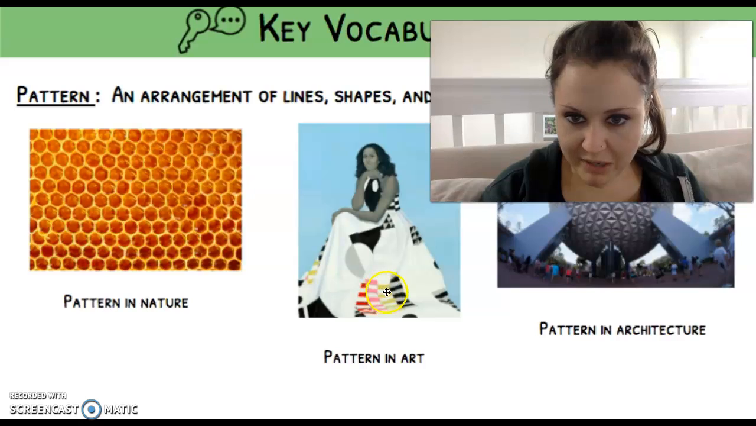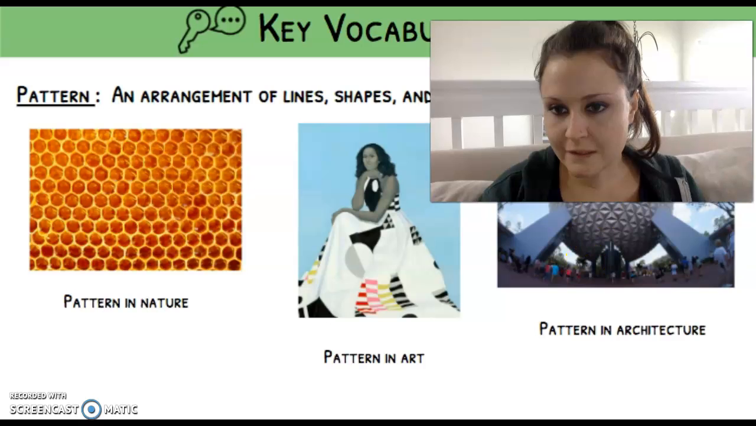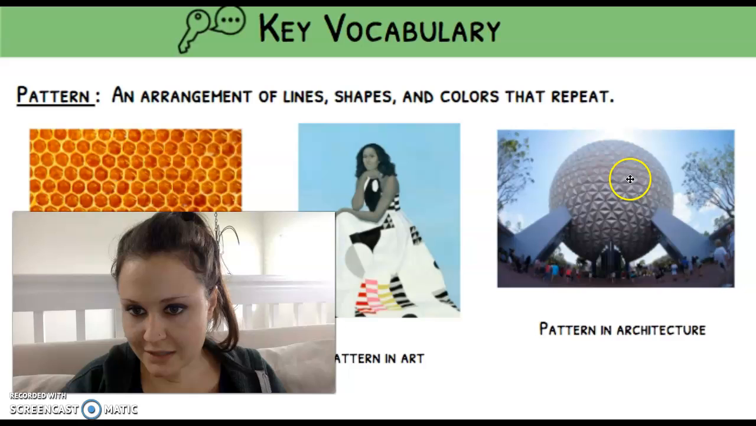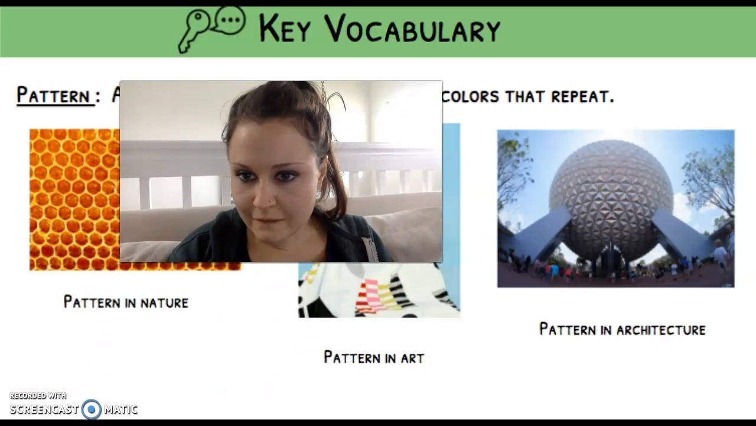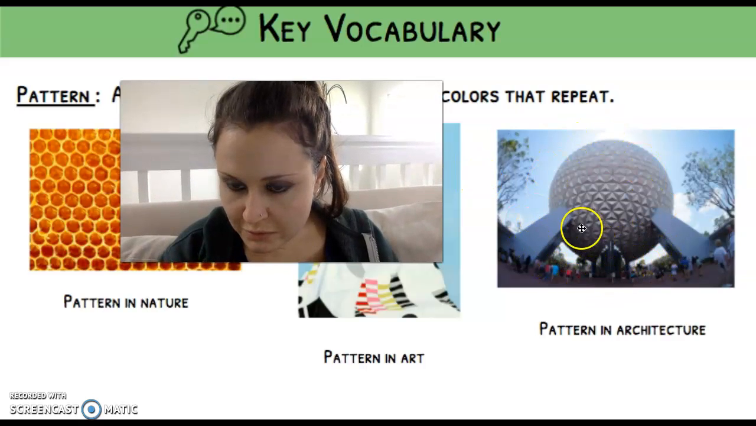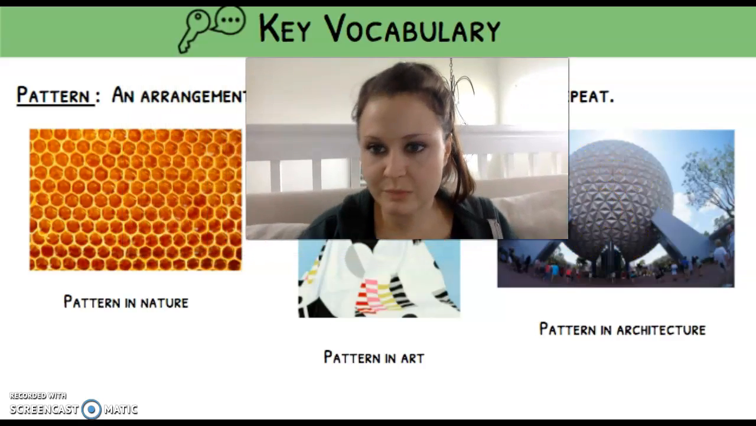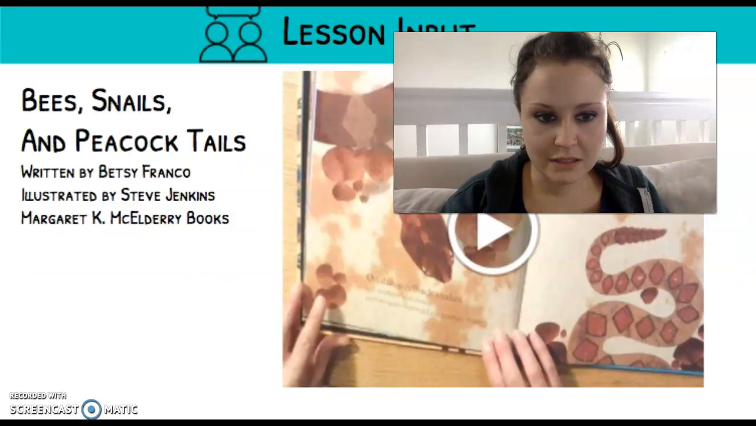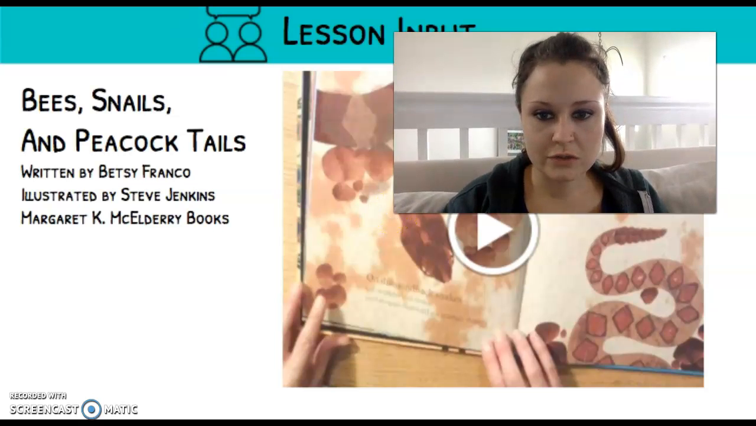Over here we have a pattern on her dress. And in this picture, do you recognize the place? This is Epcot Center, part of Disney World. And the architect that created this big dome made a pattern all over it. Looks like little triangle shapes. So you can start thinking about some exciting pictures that you can draw on your snake.